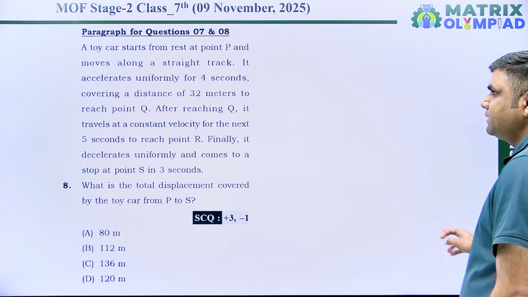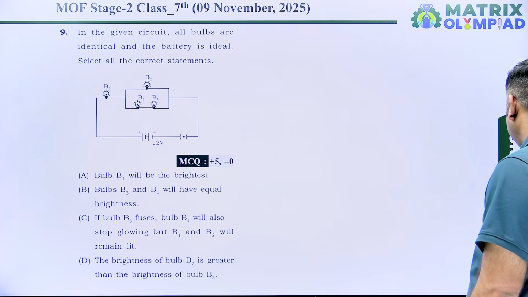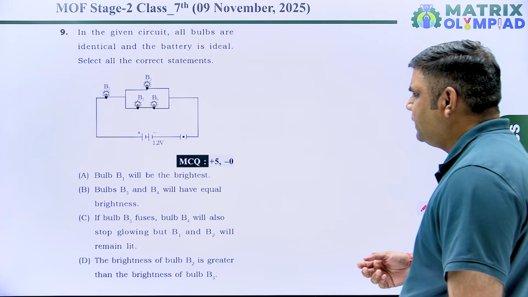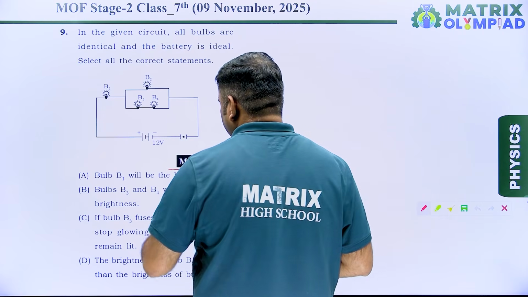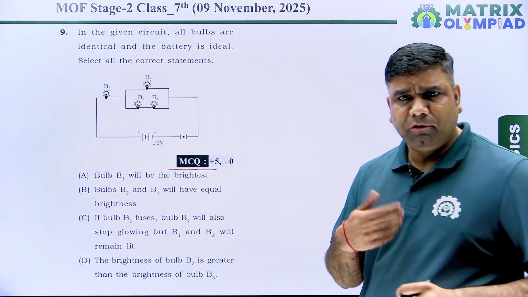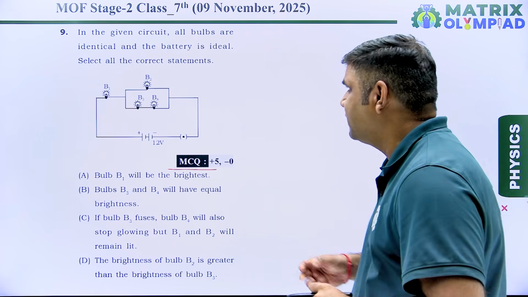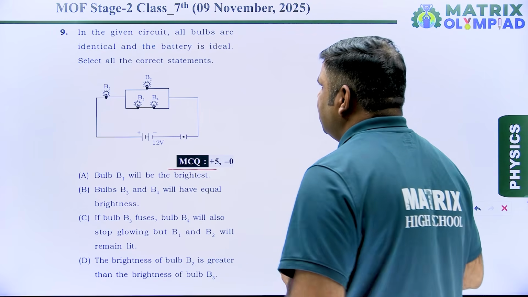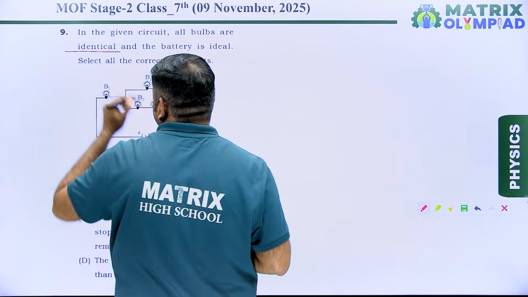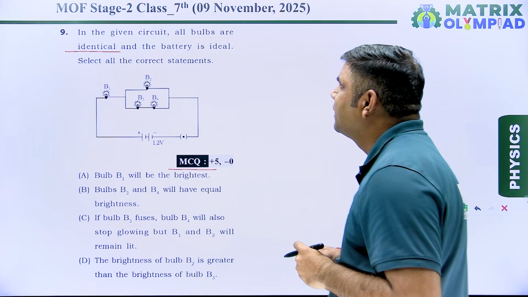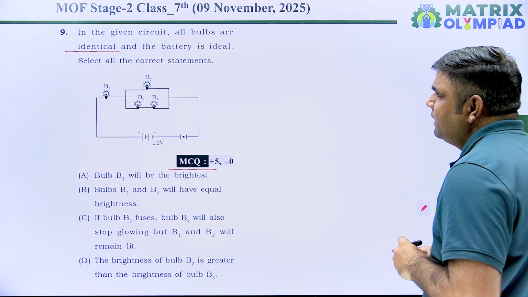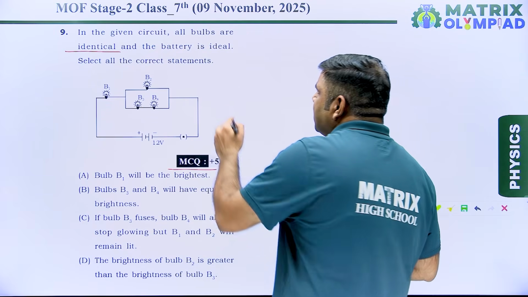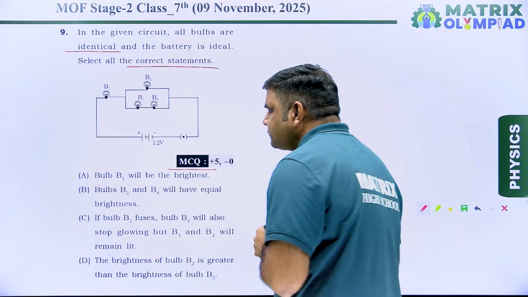Let's move to the next question, that is question number 9. Question number 9 is multiple choice, so we can say that more than one option can be correct. So let's start. In the given circuit, all bulbs are identical. Identical means they have equal resistance. And the battery is ideal. Select all correct statements.